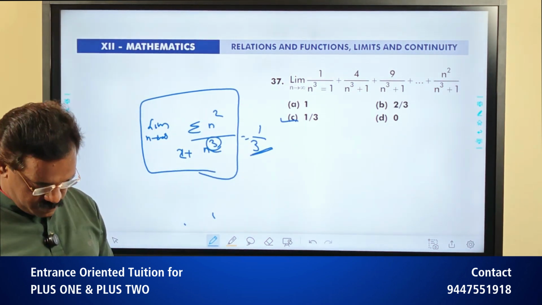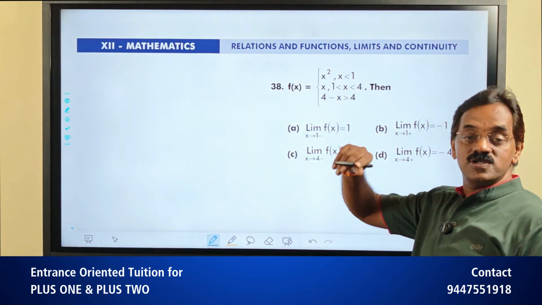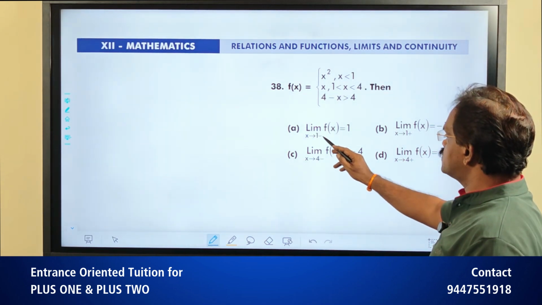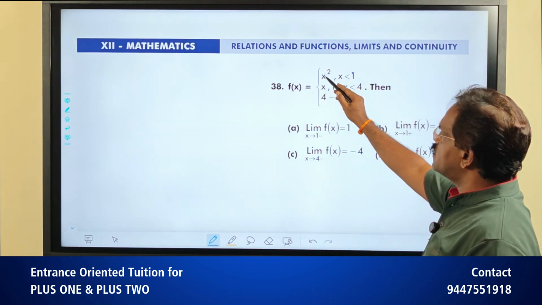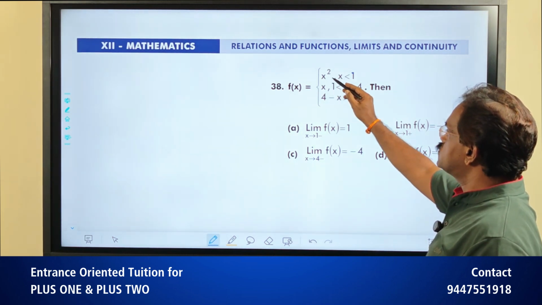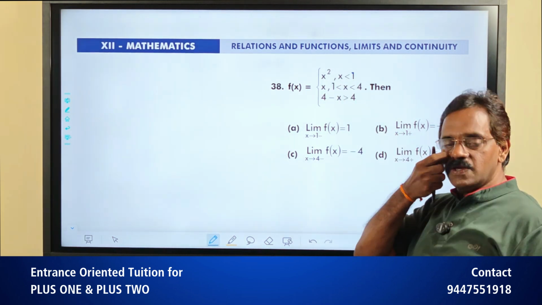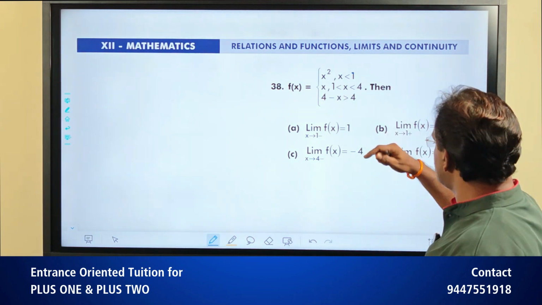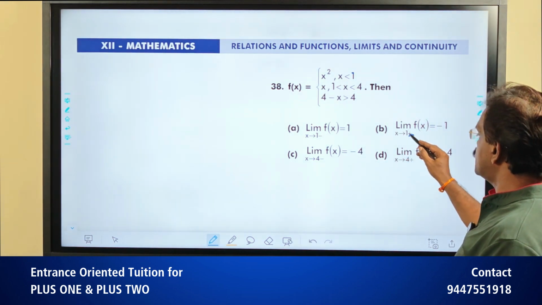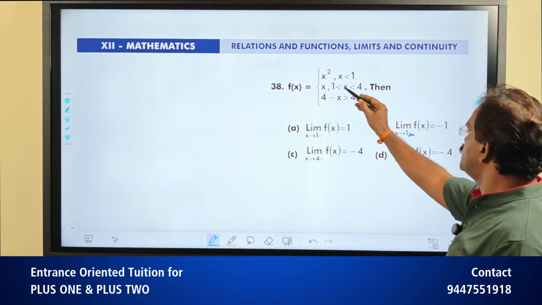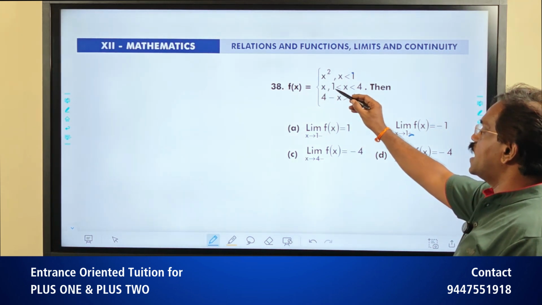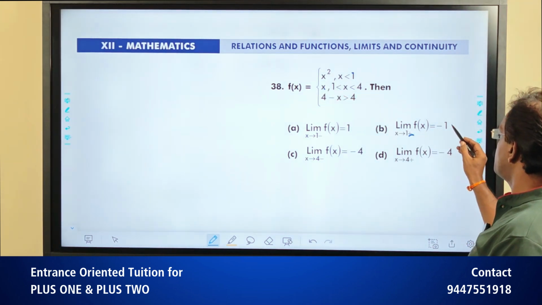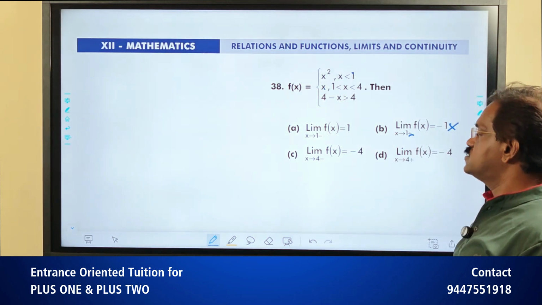Okay. We try with the choices. Limit x tends to 1 minus. 1 minus means less than 1. For less than 1, the function is x square. So directly we got the answer as 1. Let us check with other choices. If it is limit x tends to 1 plus, 1 plus means more than 1. For more than 1, the function is x. So the answer should be 1. But here it is minus 1. So we can delete this choice.